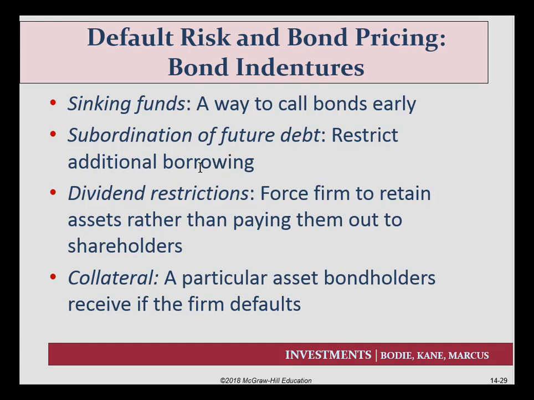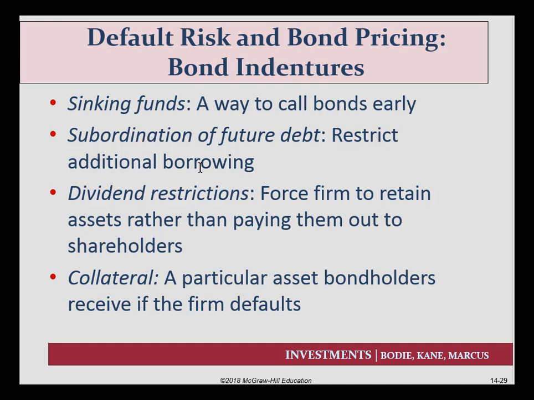People will not want to lend you money if they have to stand behind others if trouble comes along. So subordinating debt means, look, you can't put anybody ahead of me. They've got to go to the back of the line if they're going to get payment. Dividend restrictions can obviously help maintain cash to make sure we're not paying too much out to our shareholders. And of course, we can ultimately require collateral.